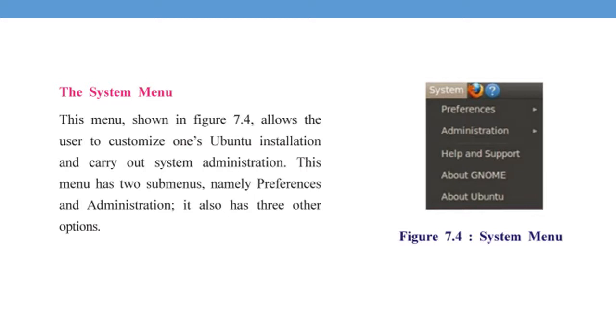Students, the system menu allows the user to customize one's Ubuntu installation and carry out system administration. This menu has two submenus. The first one is Preferences and the second one is Administration.